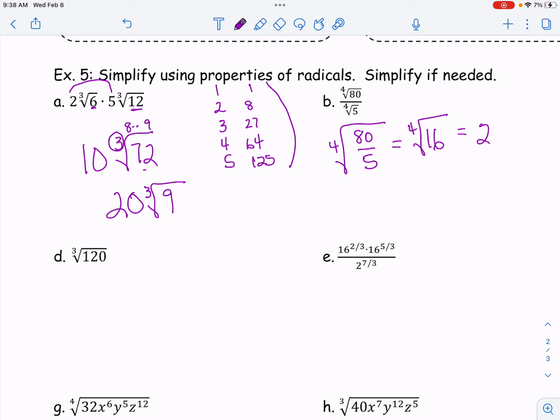Cube root of 120, I think of the largest perfect cube number. It's not going to be 27. 8 goes in there.